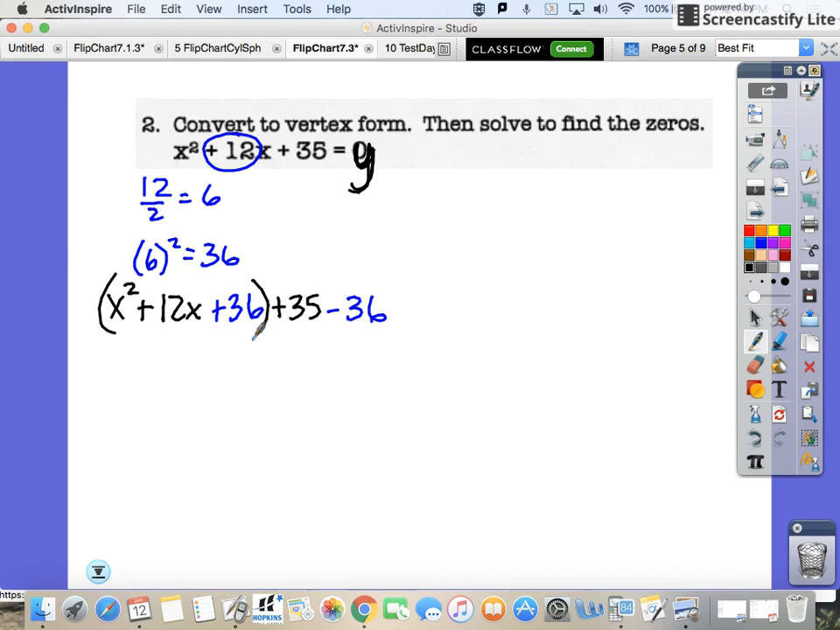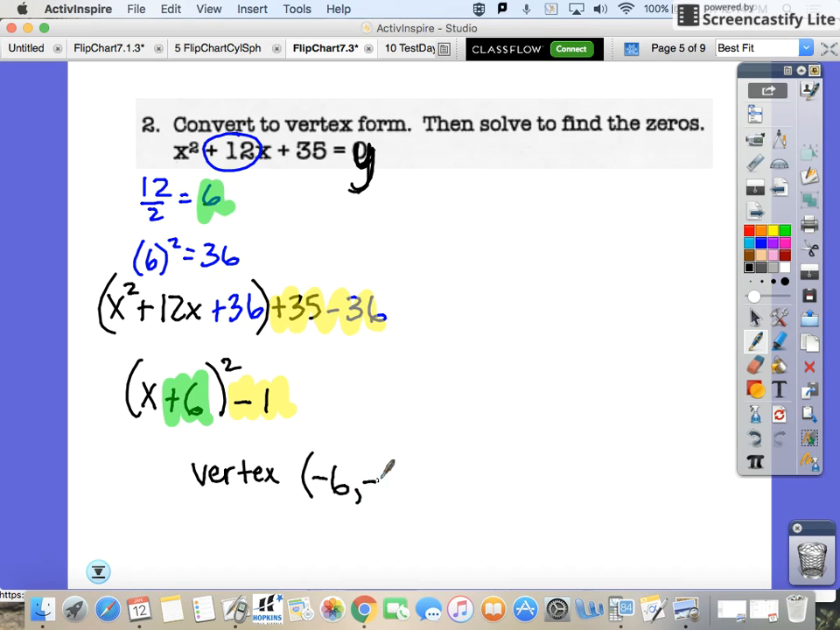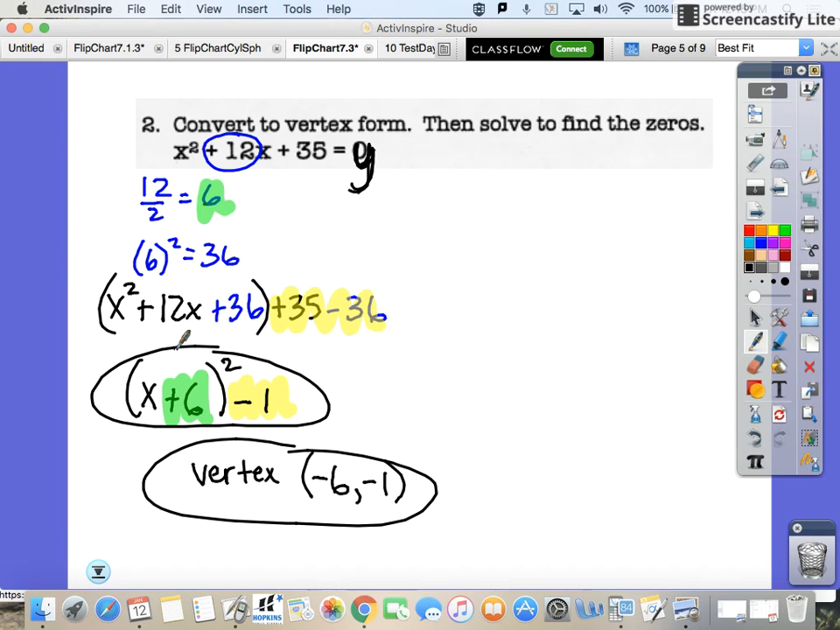So then we need to factor this. So we go x and then whatever was right here. So we got plus 6 in this one. So this goes here, and then this part goes here. So 35 minus 36 is minus 1. So our vertex is -6. That's the only way we could end up with a plus. It's the opposite of whatever's inside of there. So -6, -1 is the coordinate, and that's our equation.